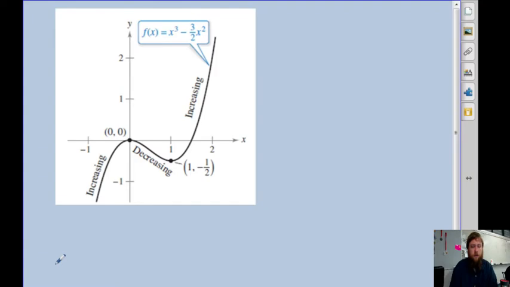Now let's show a picture of what that graph looks like. Your critical numbers were at 0 and 1. And notice here we're increasing. The graph is going up from the left till we get to 0. Then we're going back down. And then we're going back up again. So that matches the graph of that function.